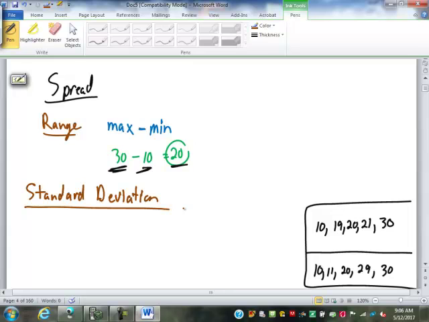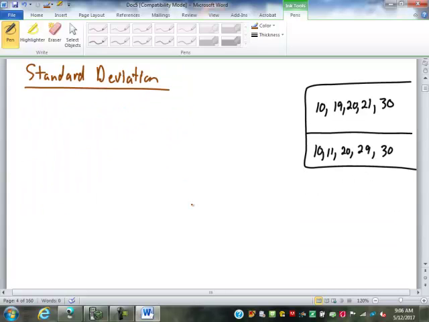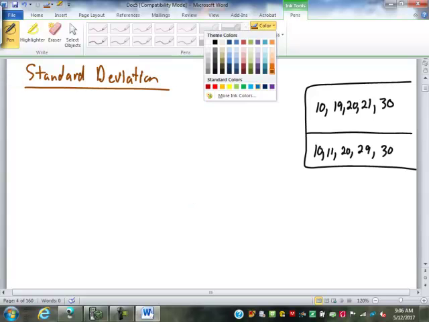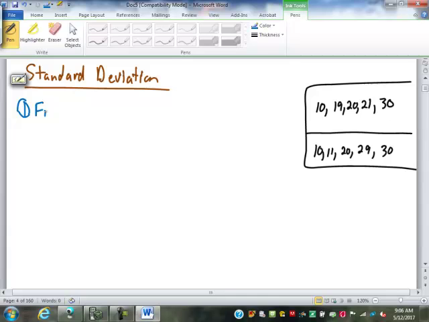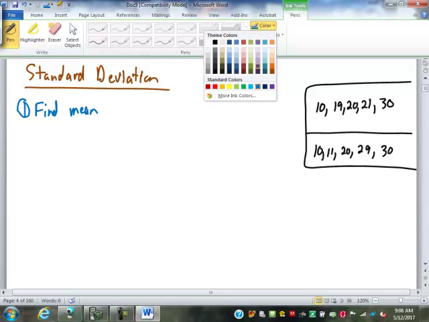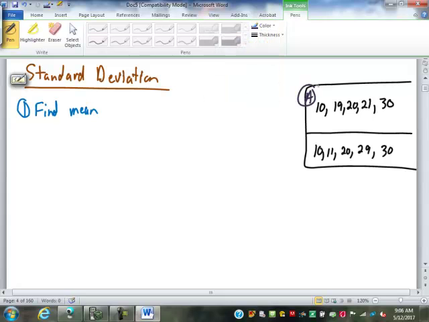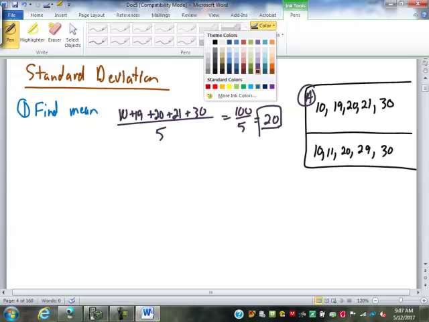Now the standard deviation is a 6-step process. And actually the result at each step has a special name. So we'll go through each step and what the name is. Step 1 in the process is to find the mean of the numbers. So looking at the top set over here, I'm going to label it set A. We're going to do 10 plus 19 plus 20 plus 21 plus 30, which ends up being 100, divided by 5 is 20. So we get a mean of 20.